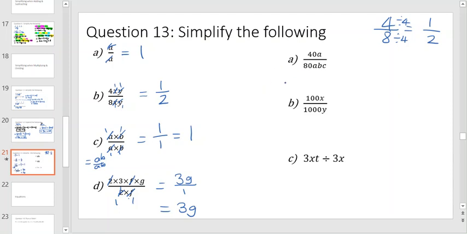Oh, that's supposed to be A, B, C, D. That's supposed to be E, F, and G. Sorry. All right, now with this one, we've got numbers and variables again. We can start off with our numbers. We know a trick is if I see 0 at the end, I've got 40 and 80.